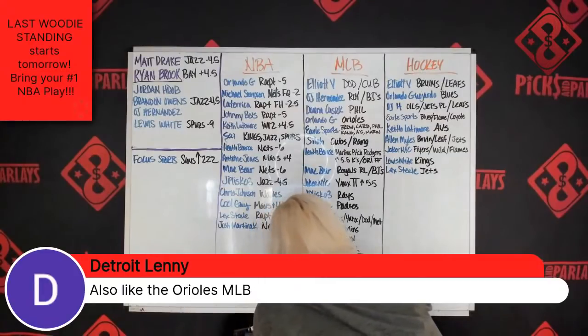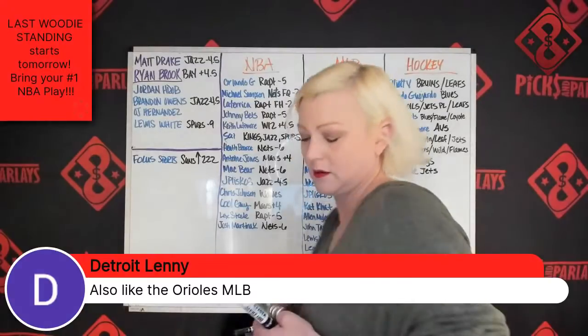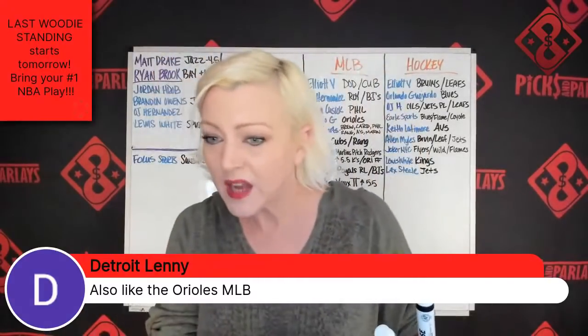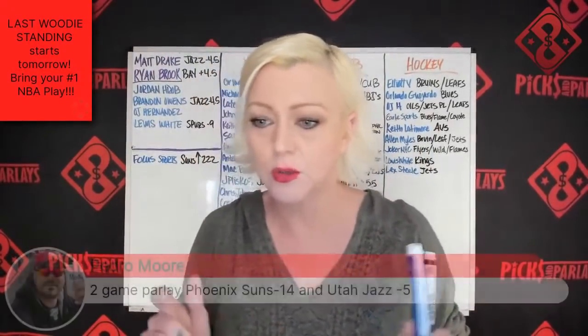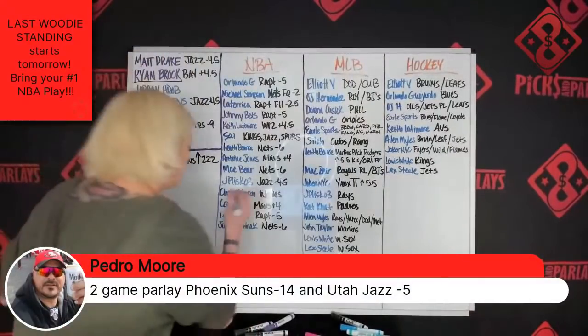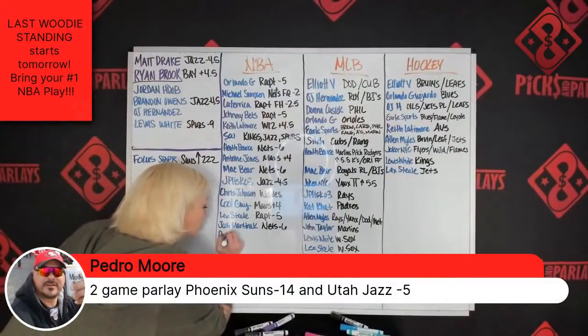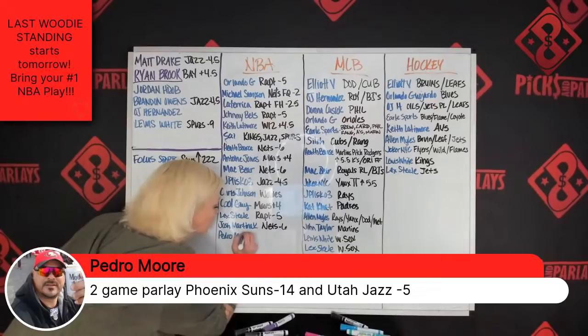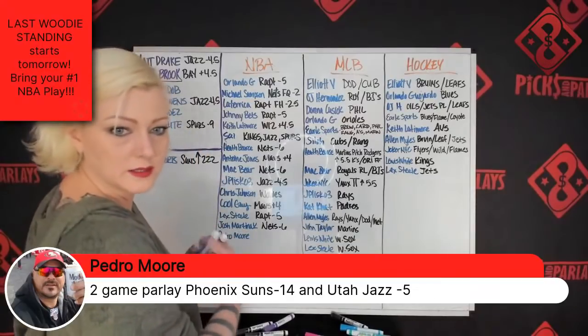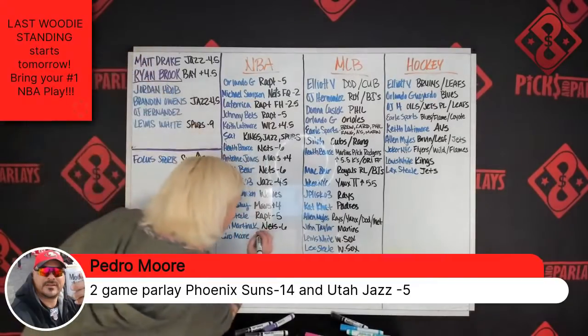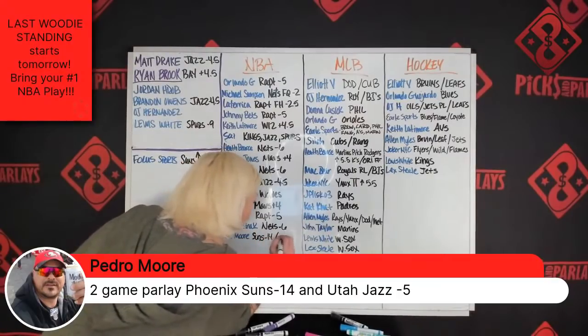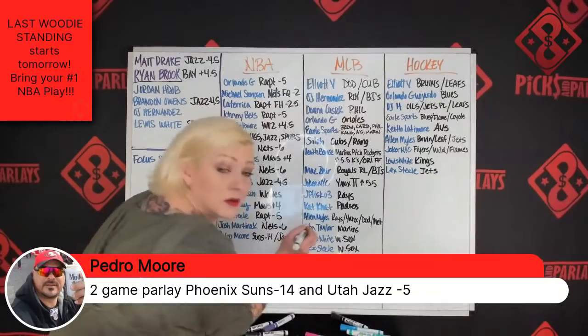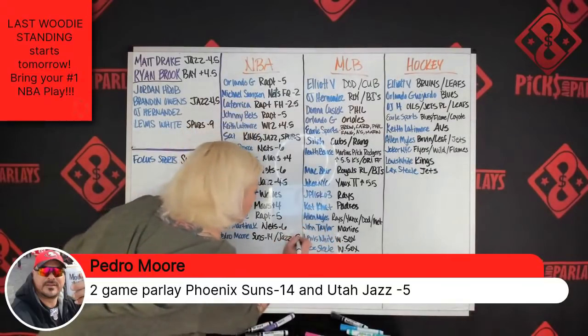Detroit, Lenny, did you give me hockey? Did you give me the hockey, Ming? Pedro Moore has got a 2-game parlay. He's talking Suns and Jazz, -5. Okay.